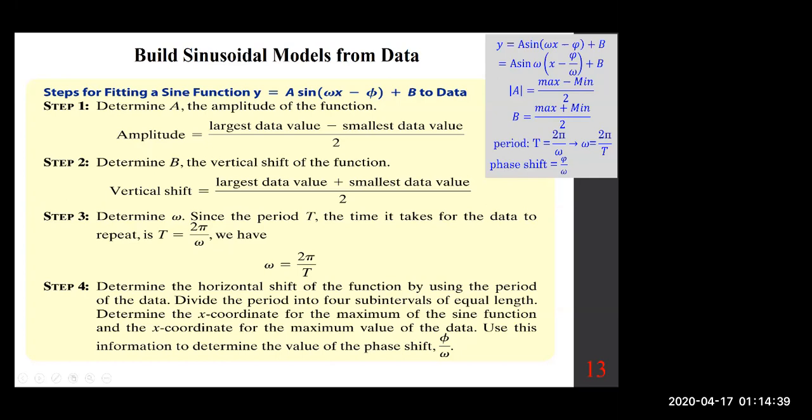Now, these are the steps for fitting a sine function. By the way, when we want to build a sinusoidal function, it really doesn't matter if we make it into a sine or cosine. The general notion is that we make it into a sine. So these are the steps, and I will explain those steps with a simple example, but I want to make some sense out of this so you get the idea of why this is the case. The amplitude is the largest minus the smallest divided by 2.